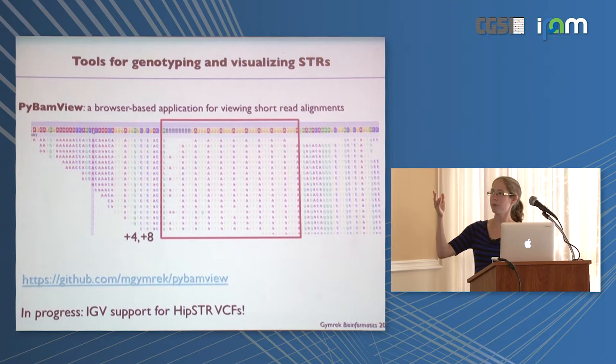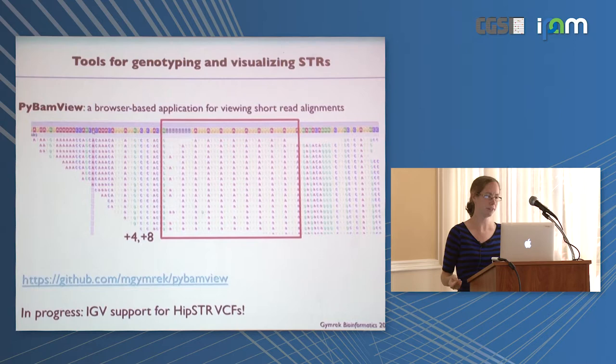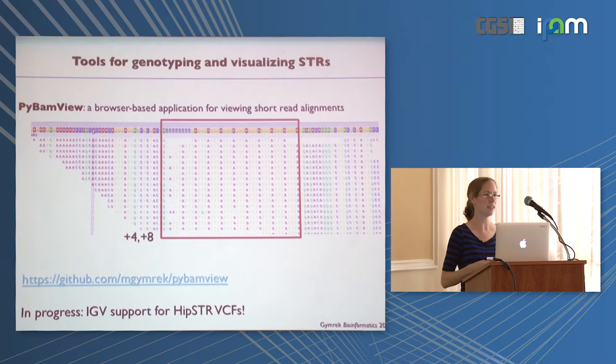In this example, we have a heterozygous sample where one allele has a four base pair insertion and the other allele has an eight base pair insertion. If I load this into the UCSC genome browser or IGV, those both get displayed the same, and I can't tell the difference between these two alleles. So we have a new flavor of alignment viewer called PyBAM view that I really like. One feature is that you can run it in your web browser, display your sequence alignments, and then send your friend a link to view the same alignments rather than sending them an entire BAM file.